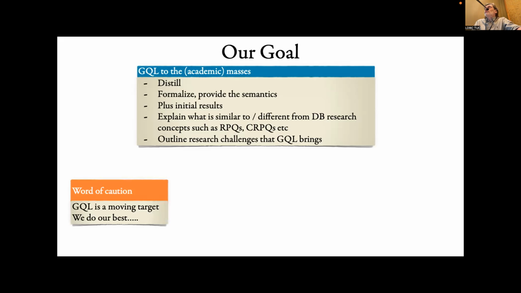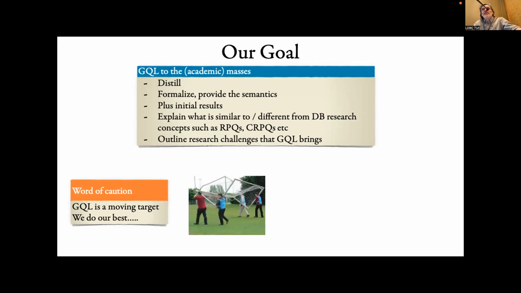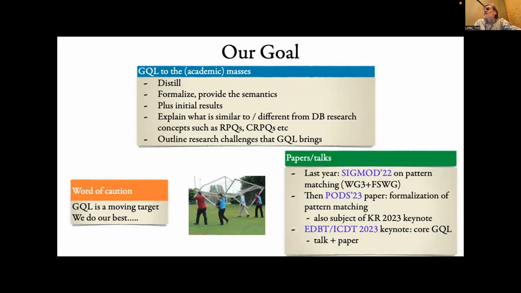So the word of caution, of course, with all this work is that GQL is a moving target, right? So it's a little bit tricky. There was a good example of that: after we sent the camera-ready version of one of the papers, the next day, literally the next day, WG3 invalidated the syntax in one of those papers by changing one of the keywords, right? So we've done a few things now.